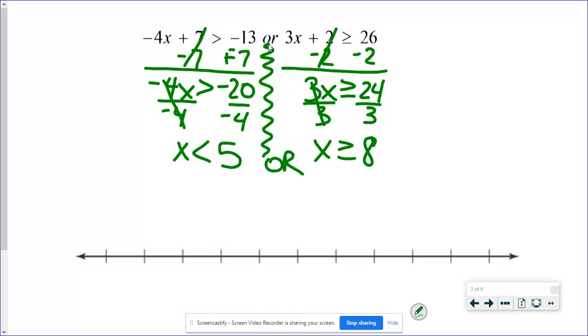Again, typically these or kind of problems give us the 2 outsides. So if this is 5 and there's 8, at 5 I'm going to have an open circle because it's not equal, and it's a less than, so it should be going to the left. From 8, that equal sign right there means it's a filled in circle, and we're going to the right.